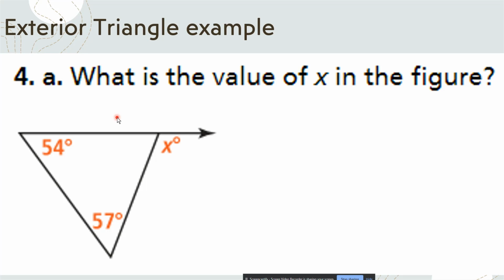So what's the value of x in this case? All right. Notice that we have two remote interiors, so all I have to do is just add them together. So bring those 54 and 57 over, and then we're just going to have those add to x. So 54 plus 57, 7 plus 4, it's going to get us 11. 5 plus 5 plus 1, that's going to get us 11. 111 equals x. Done.